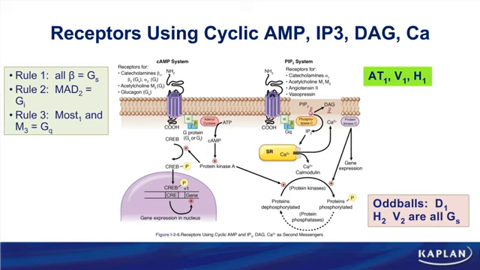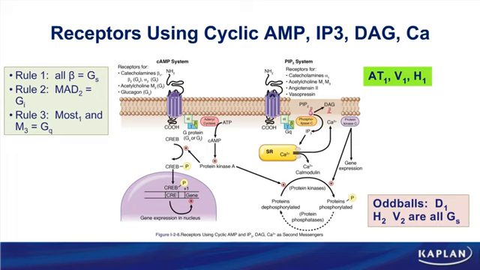Protein kinase C goes with phospholipase C. When we think about the different types of receptors that are coupled to G proteins, rule number 1, all betas are GS. Rule number 2, if you take the three receptors that we've discussed, M2, alpha-2, and D2, you can remember the MAD2s. They're all inhibitory G protein coupled. Rule number 3 says most of my sub-1s and muscarinic M3s are GQ. Let's look at some examples of the sub-1s.